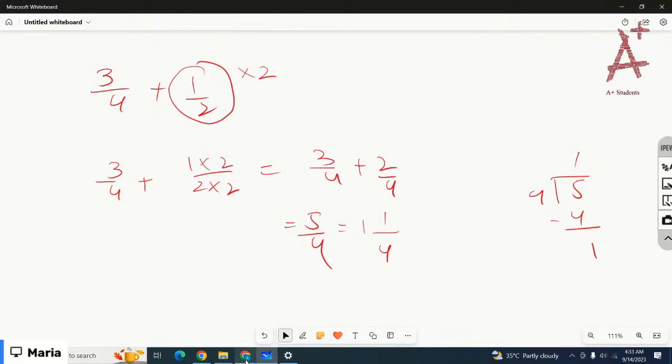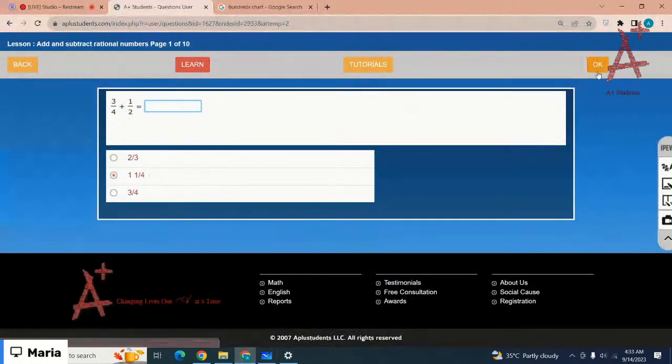So it is 1 whole 1 over 4. Option number 2 is the correct option, right?